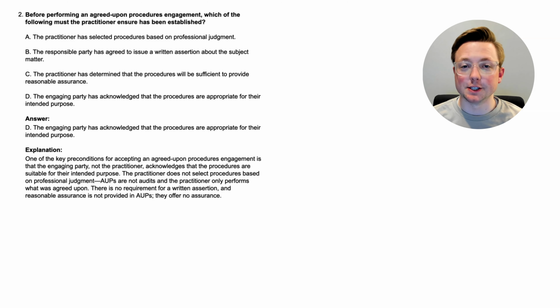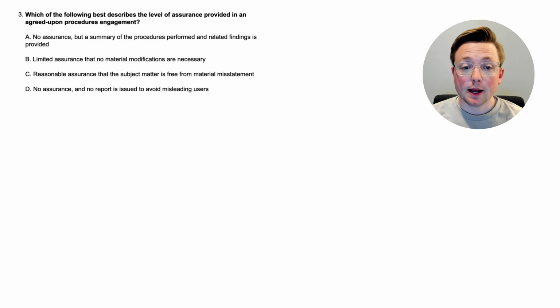Now let's go to the next question. All right, here we are at question 3. Which of the following best describes the level of assurance provided in an agreed upon procedures engagement? To be honest, we did just read this, so hopefully this isn't too difficult, but let's still go through the options. Option A, no assurance, but a summary of the procedures performed and related findings is provided. Option B, limited assurance that no material modifications are necessary. Option C, reasonable assurance that the subject matter is free from material misstatement. Or option D, no assurance and no report is issued to avoid misleading users.